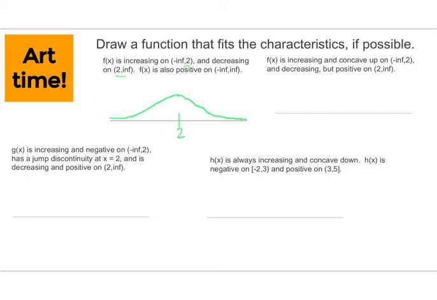For all of these things, you're going to have similar thinking. So I might do the same thing. We've got some kind of break at 2, increasing and concave up from negative infinity until 2, so something like this. And decreasing but positive on the interval from 2 to infinity. So this could be something that actually fits this exact same thing here.